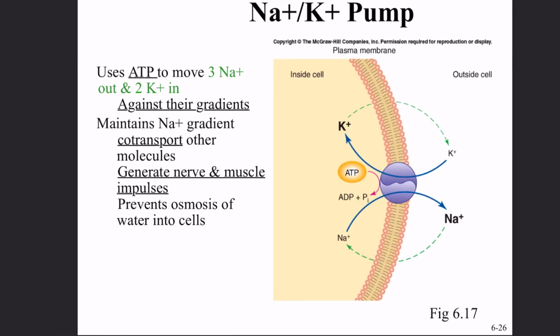So back to that sodium-potassium pump. It uses ATP and moves three sodium out for every two potassium in, and they are moving against their concentration gradients. There is going to be slight leakage of our potassium. We'll talk more about that later. And again, this is an example of antiport.